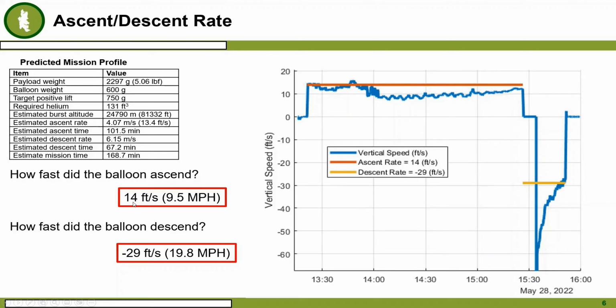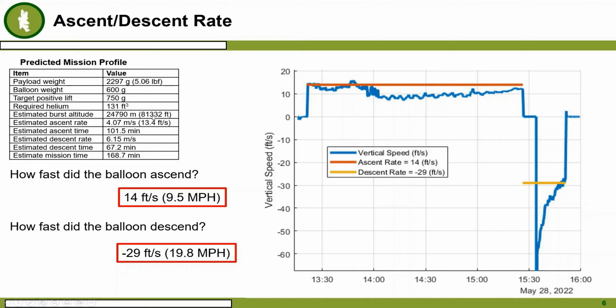How about the ascent and descent rates? As you can see, the ascent rate was kind of interesting. Here you can see we're prepping, and then we launch, and then the ascent rate varied over time. I've drawn this bar here to show what an ascent rate of 14 feet per second, or around 9.5 miles per hour, looked like. And then it burst, and we started dropping like a stone until the parachute picked it up, and we started slowing the descent rate.